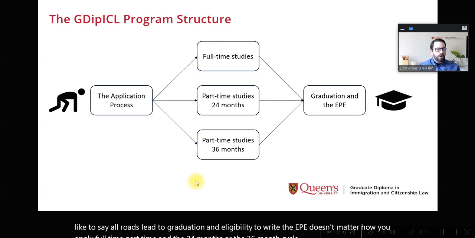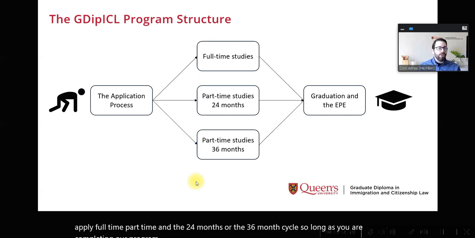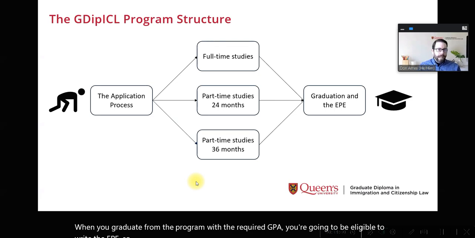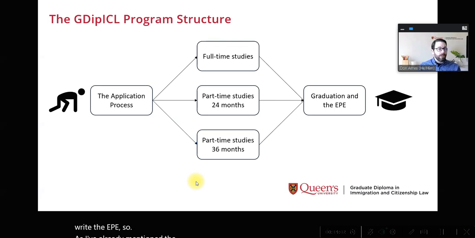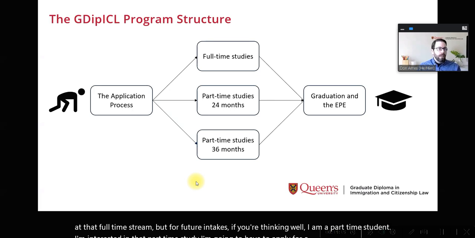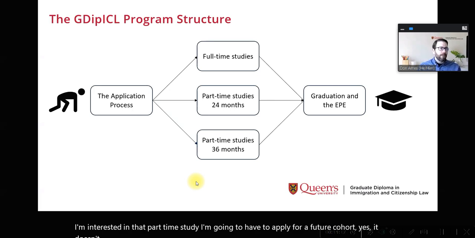So long as you are completing our program, all 9 courses, and you graduate from the program with the required GPA, you're going to be eligible to write the EPE. As I've already mentioned, the January start is a little bit different. We're only going to be looking at that full-time stream, but for future intakes, if you're a part-time student interested in part-time study, you're going to have to apply for a future cohort. It doesn't matter if you complete it full-time or part-time, or full-time access or part-time access. So long as you complete the program, you'll become eligible to take the EPE.